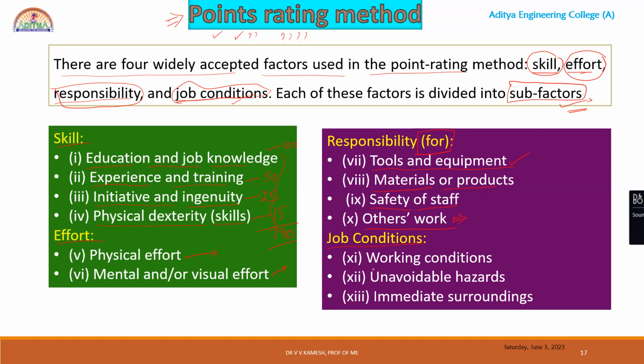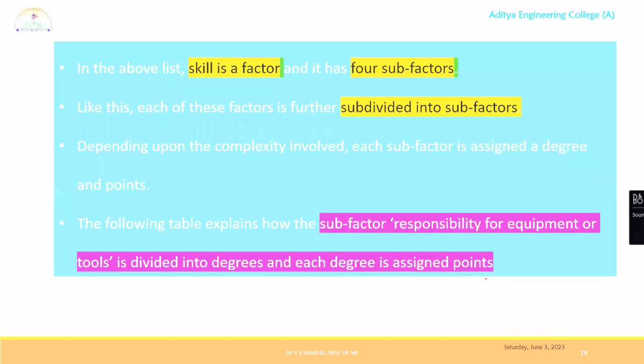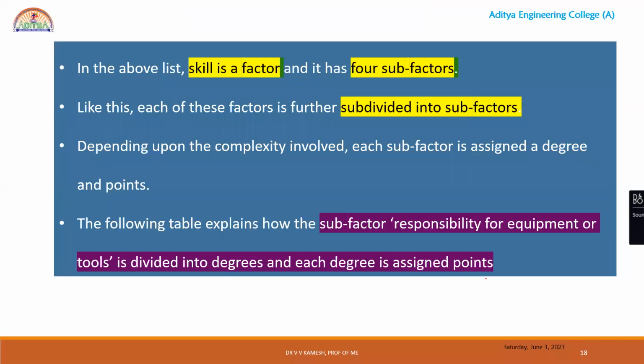And job conditions. These are working conditions, unavoidable hazards, and immediate surroundings. These are all different points. Now you can check: skill is one factor and it has four sub-factors, right? Each and every factor we divided into some sub-factors.